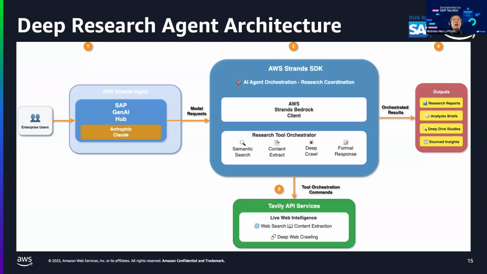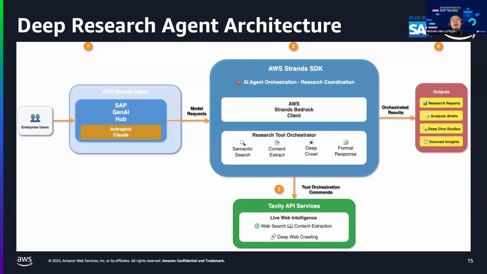So first of all, we have our users who will interact with the AWS Strands agent. The AWS Strands agent will use an LLM, which is the Anthropic Claude model, especially the Anthropic Claude Sonnet 3.5 model that Abraham had just deployed. We will then use this through the SAP GenAI Hub using the credentials that Abraham also just showed us how to get from our BTP cockpit.